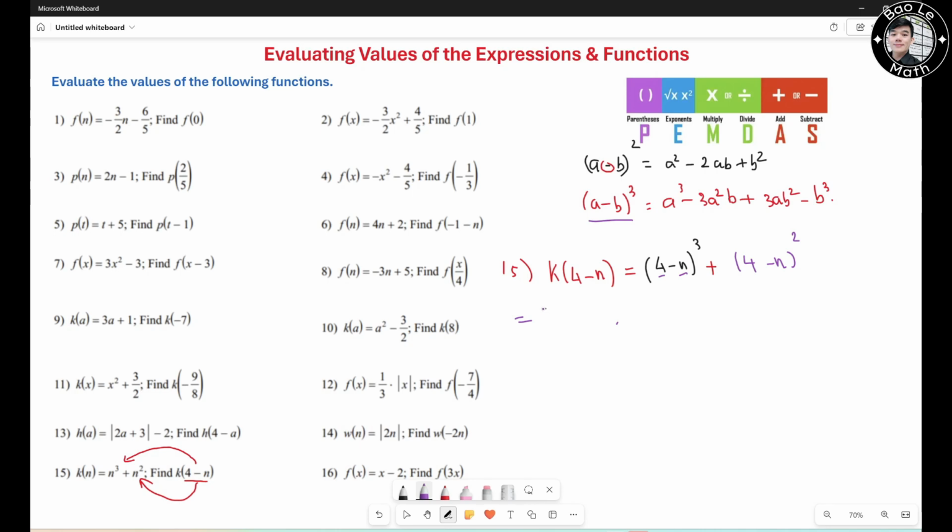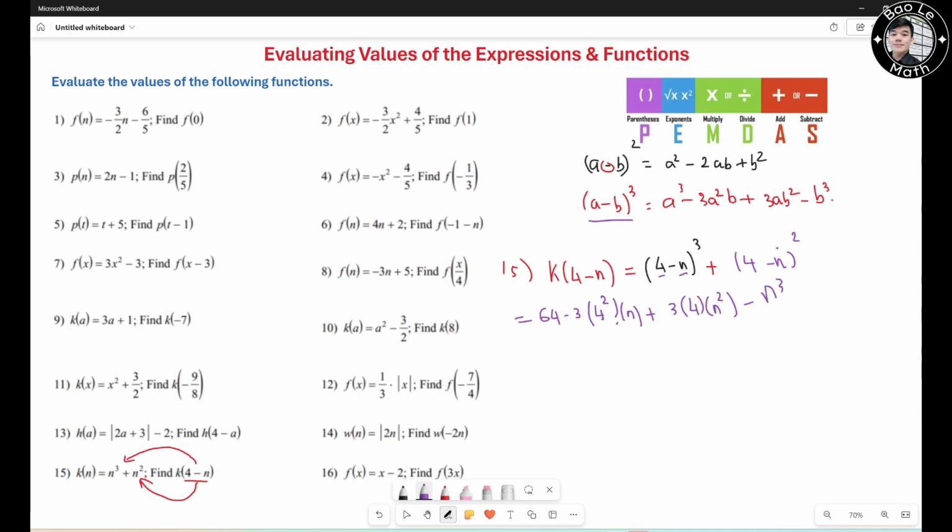So 4q, which means 64, minus 3 times a squared, which means 4 squared, times b, which means n, plus 3 times a, which means 4, times b squared, which means n squared. Keep in mind, the subtraction sign right here is from the formula right here. So b is n. Now minus bq, b equals n, so it could be minus nq, right?